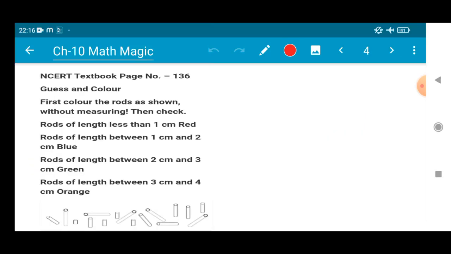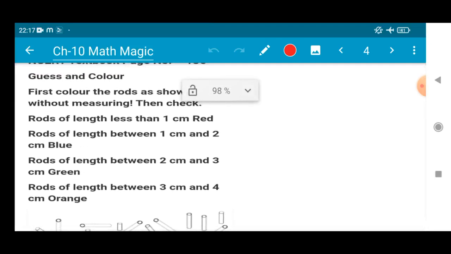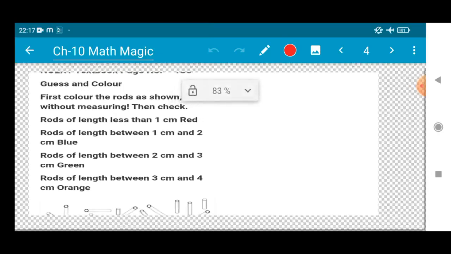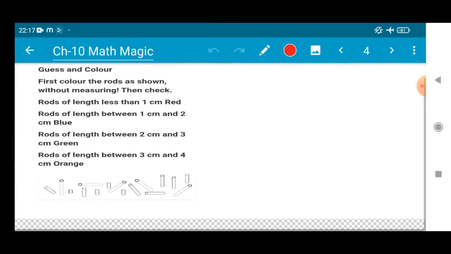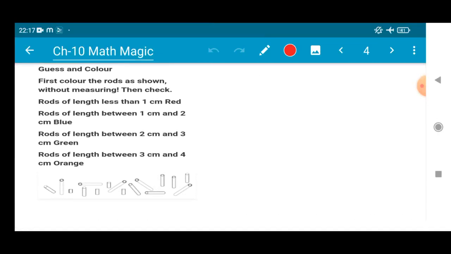Okay, similarly in the next page number, that is 136, the question is gaze and color. First, color the rod as shown without measuring. So we don't have to measure first of all. First of all we have to color it according to their instruction. Then we have to check it by measuring with the help of scale.